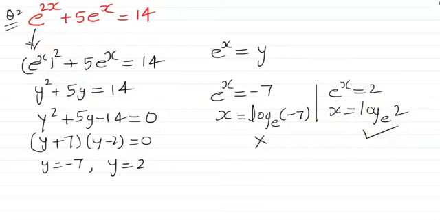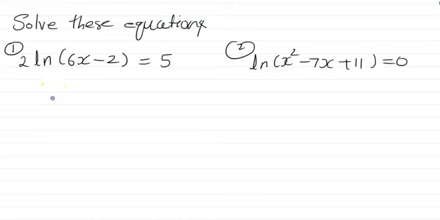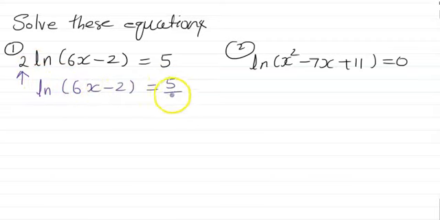Yes, Yusuf, is that okay? Okay. So here I told you in the last lesson that 2 is in front of ln, so you need to get rid of it first. So you can write ln(6x minus 2) equal to 5 divided by 2. And I also explained that ln is basically a log base e, so here e is hidden.